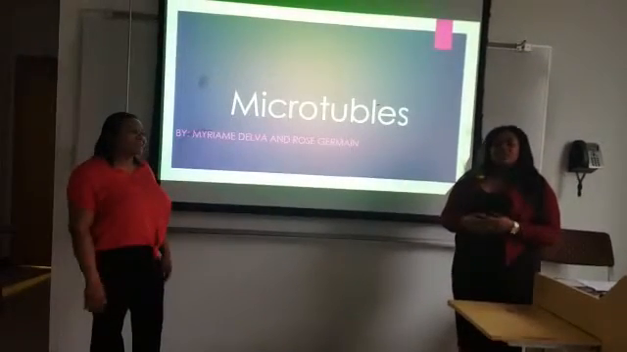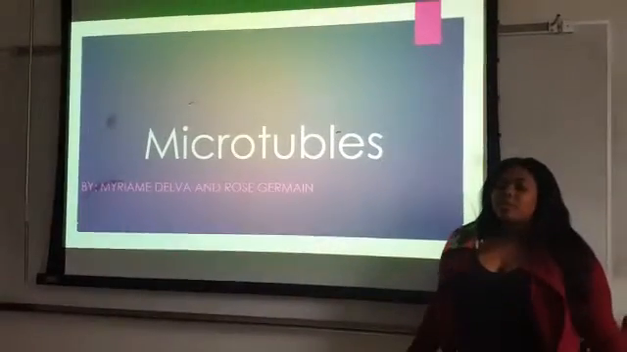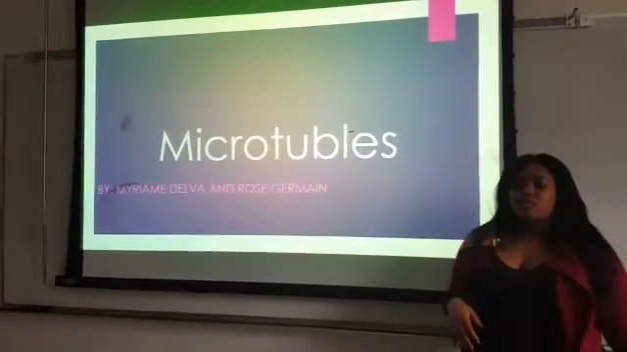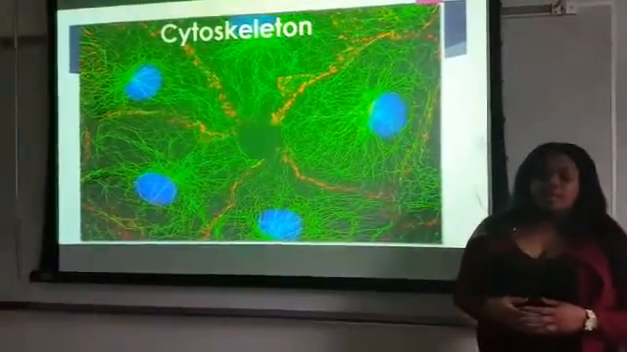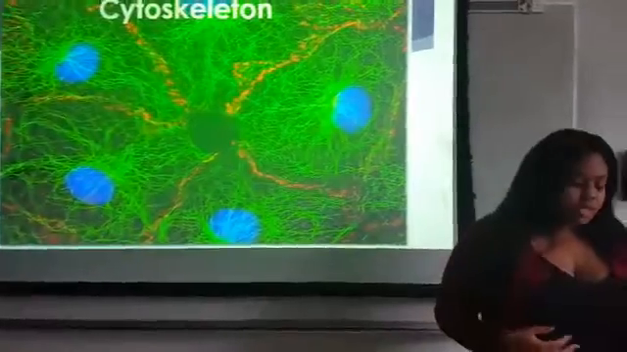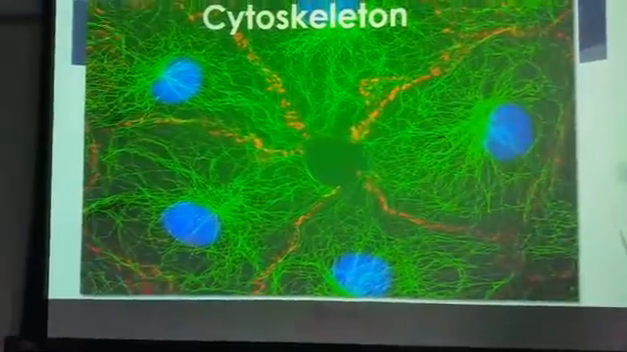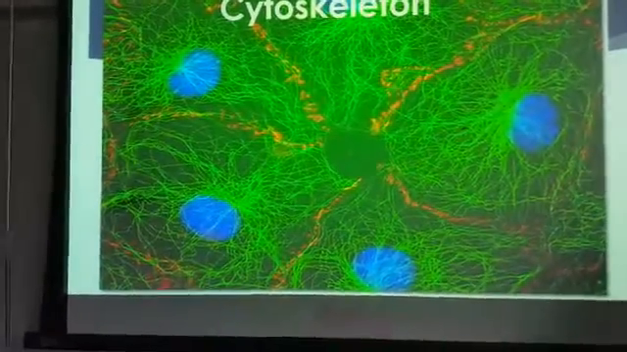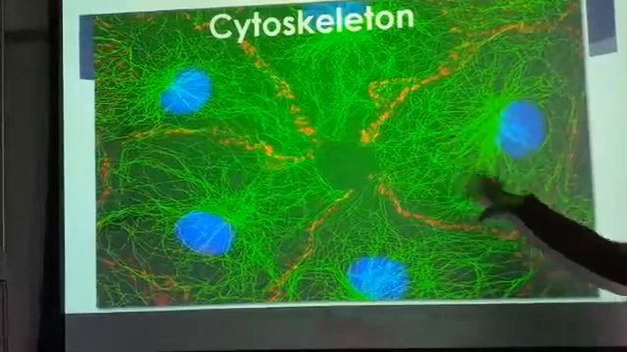And today we'll be introducing to you guys microtubules. Before we can start talking about microtubules, we're going to talk about the cytoskeleton, which is made up of protein fibers such as actin filaments, intermediate filaments, and microtubules. But in this video, we're going to focus on microtubules, which is the green structure in this picture.